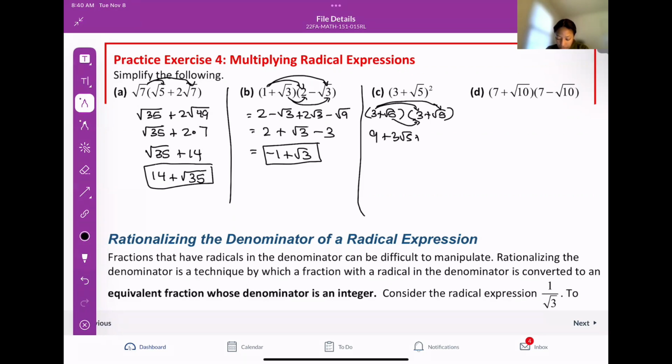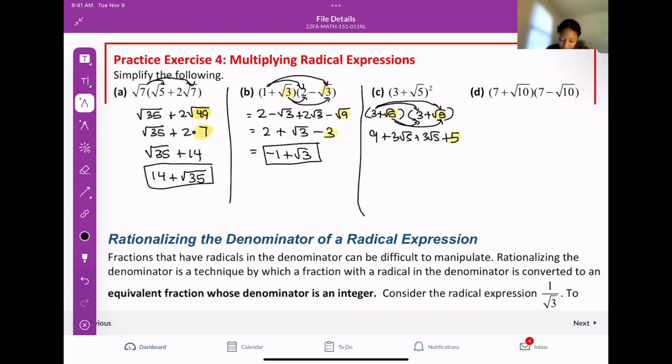plus 3 square root of 5, plus another 3 square root of 5, plus the square root of 5 squared, which is just 5. Okay, one quick thing I want to point out. Notice here, when we multiplied square root of 7 times square root of 7, we got the square root of 49, which is just 7. When we multiplied here, the square root of 3 times the square root of 3, we get the square root of 9, which is just 3. You can go straight to just the 3 if you want. That's what I did here. When we multiplied the square root of 5 times the square root of 5, that's just 5.